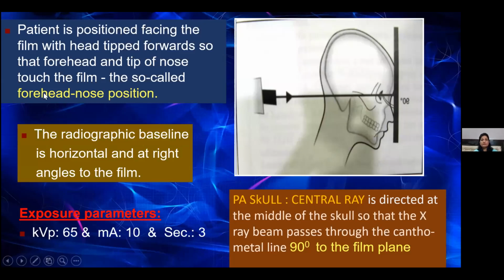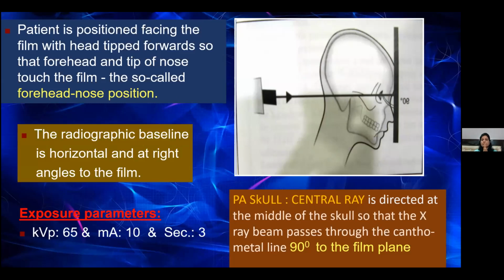So you can see here, if I want my canthomeatal line to be perpendicular, my forehead and nose should touch the image receptor. So this is called the forehead nose position. The patient is positioned facing the film, head tipped slightly forwards so that your forehead and tip of the nose touch the image receptor. The radiographic baseline or canthomeatal line is at right angles to the film. Is this clear?